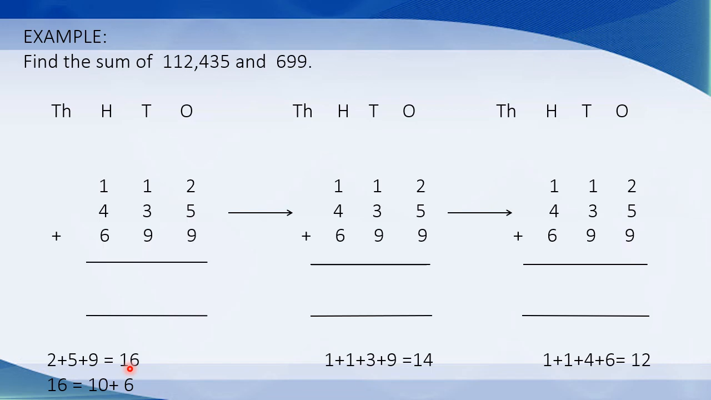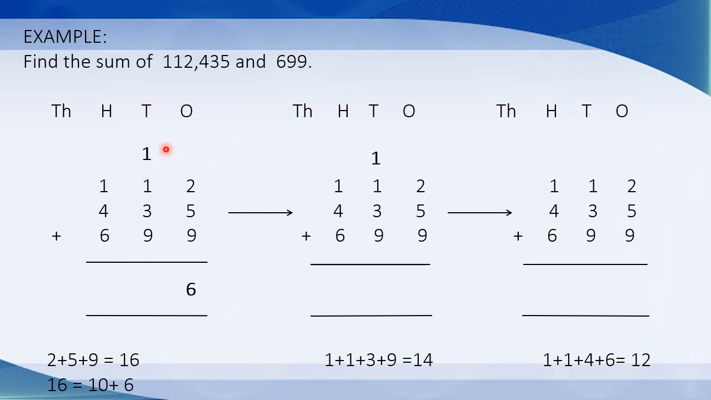So what we have to do? Then we have to expand the 16. 16 is expanded to 1 ten and 6 ones. So what we have to do here? Here we have to write 6 ones in the ones column. Then this 1 ten has to be carried forward to the tens place.